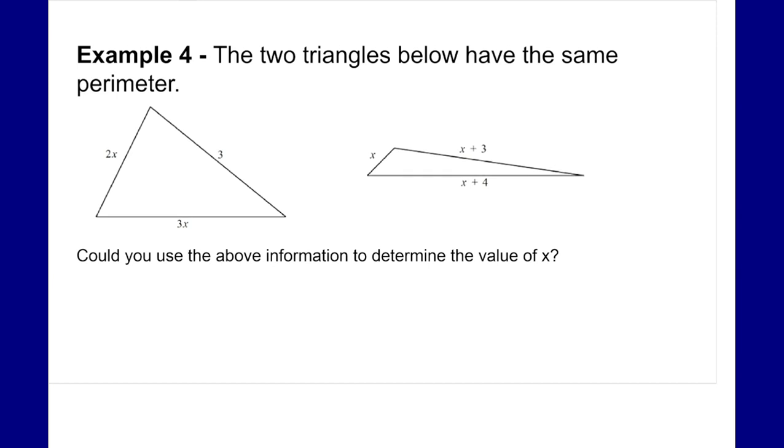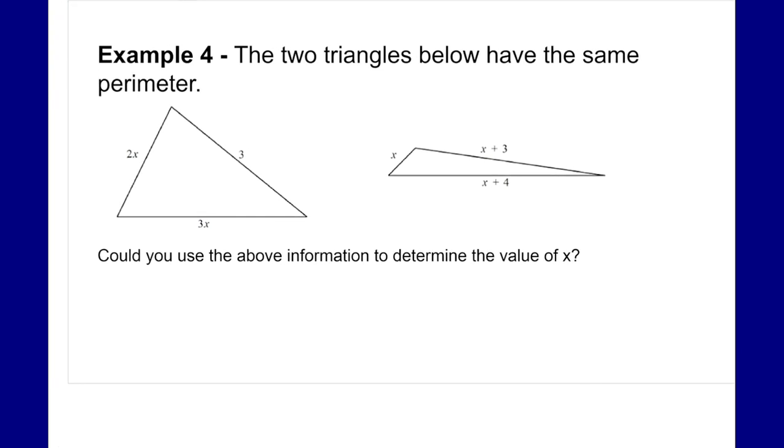Example 4, this last example, another word problem. The two triangles below have the same perimeter. Could we use the information above to determine the value of x? So this one's a little bit tricky, but let's see what it's saying. Could we use the information above to determine the value of x? So it's basically asking us, can we find the value of x?